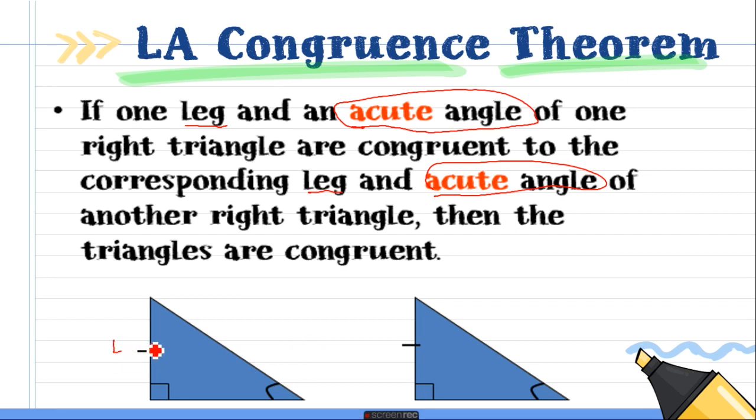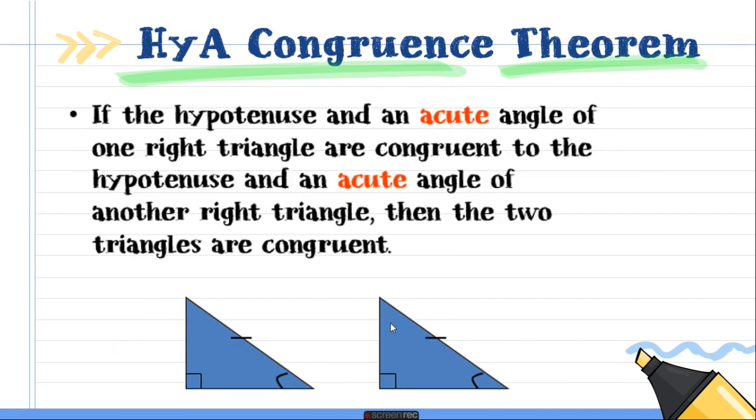This is a leg of this triangle, congruent also to this leg of the second triangle, and we have here an acute angle. So this is our acute angle A. LA. This is also our acute angle. Now, it is not always the case that we get only this angle, because there are two acute angles here. We can also get this acute angle and pair it with this acute angle. Still, this represents our LA. Leg, acute angle.